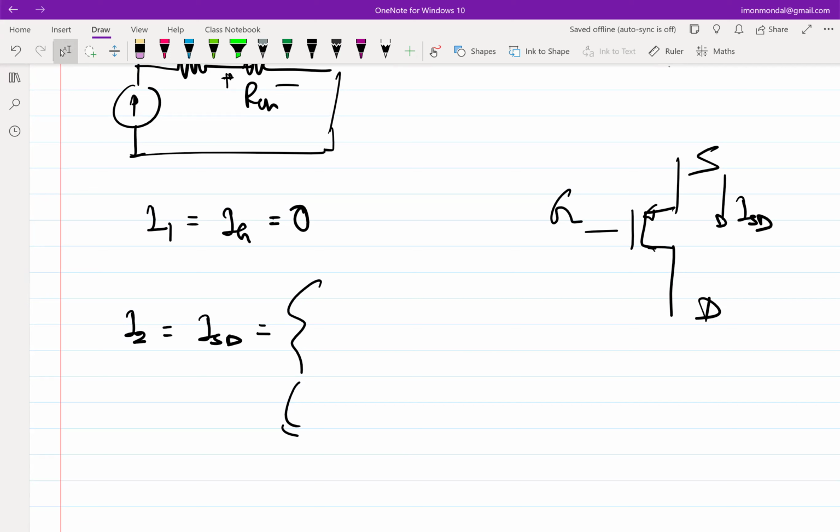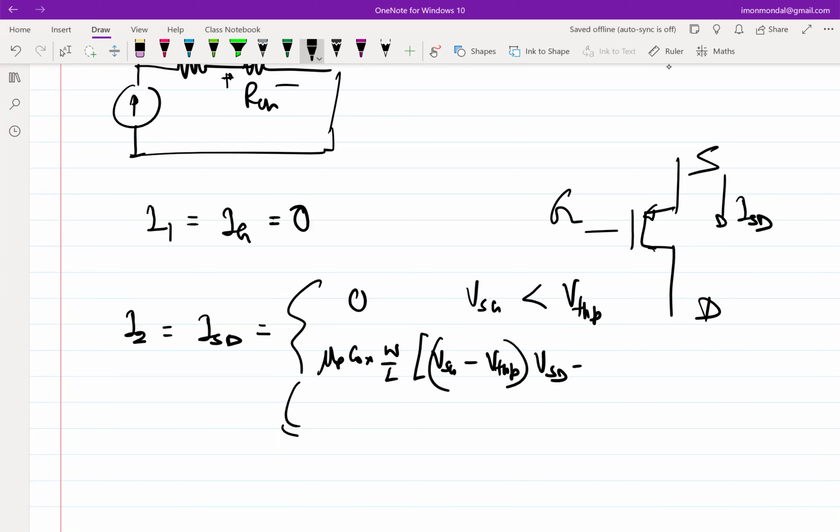So essentially, your ISD can be broken down into regions of operation. One is 0 when VSG is lesser than the threshold voltage. Then you have another region of operation where it's equal to mu P Cox W by L times VSG minus threshold voltage times VSD minus half VSD squared. Then you have another region where it's equal to half mu P Cox W by L times VSG minus threshold voltage, whole squared.